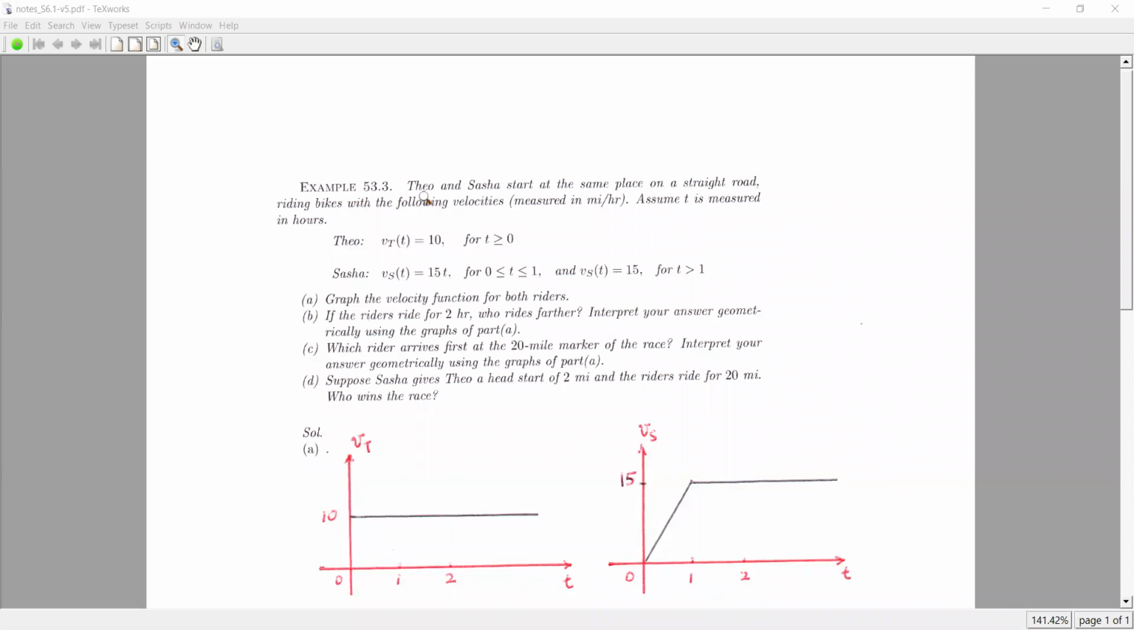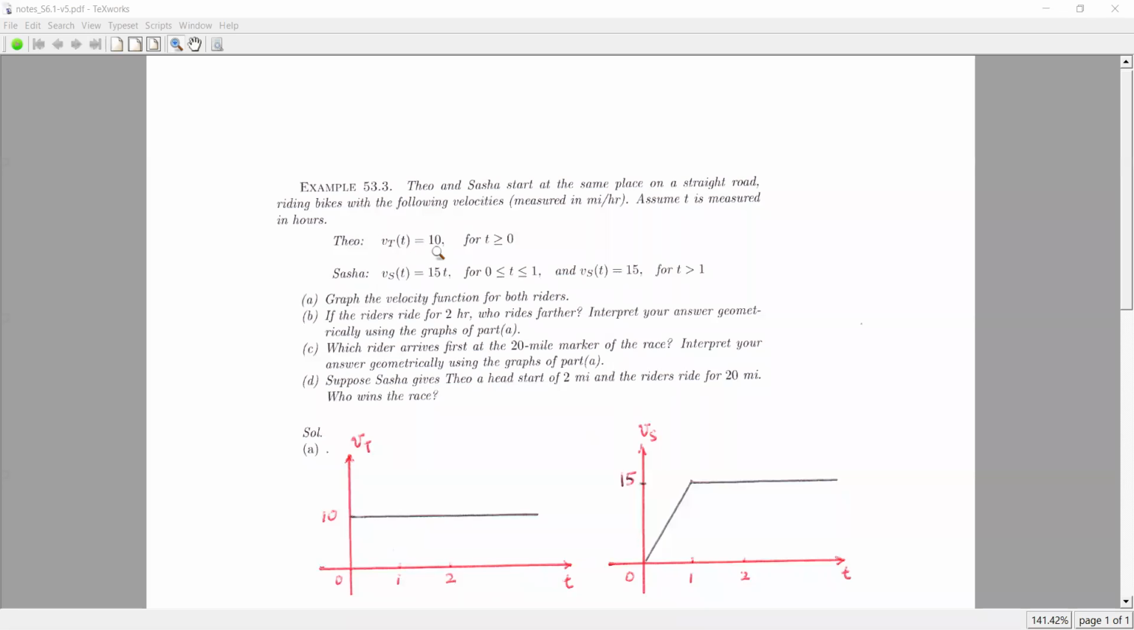Example 3. Phil and Sasha start at the same place on a straight road, riding bikes with the following velocities. The velocities are measured in miles per hour. The time t is measured in hours. Part A, graph the velocity functions for both riders.